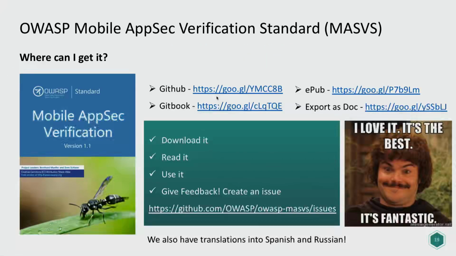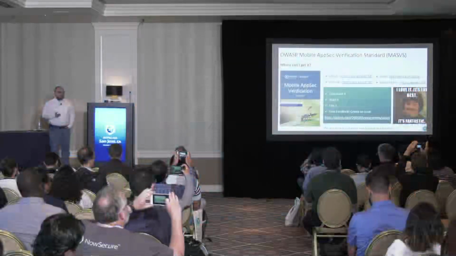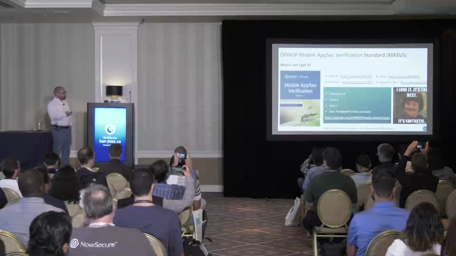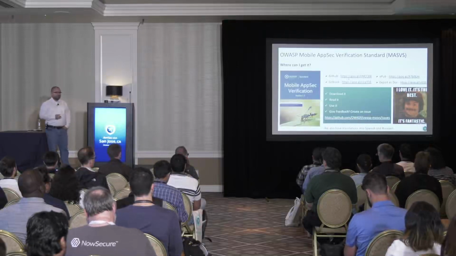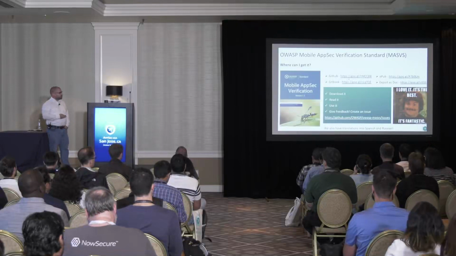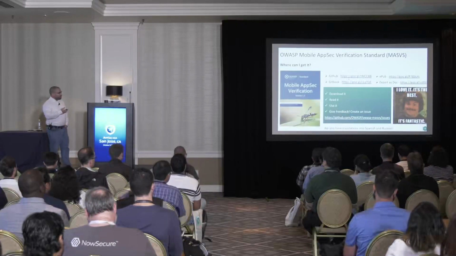And so, where can I get it? The MASVS is on GitHub. Everything is in Markdown. We also chained it with Gitbook, so you can easily read it. We also have an EPUB, and you can also export it as a doc. So please download it, read it, use it, and please give feedback. If there's anything missing, anything wrong, please just create an issue, and we're happy to discuss. We also have our own Slack channel in the OWASP Slack, so please just approach us. And we also now have translations into Spanish and Russian, which is also kind of cool.